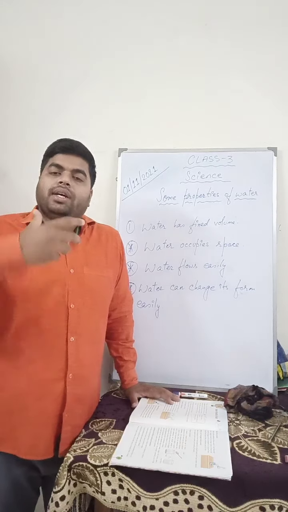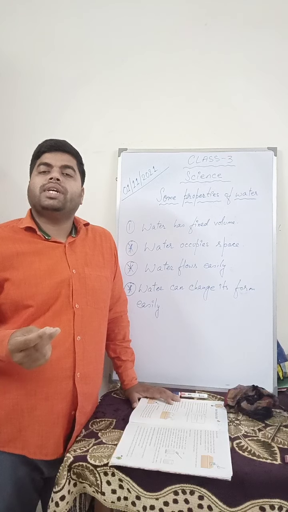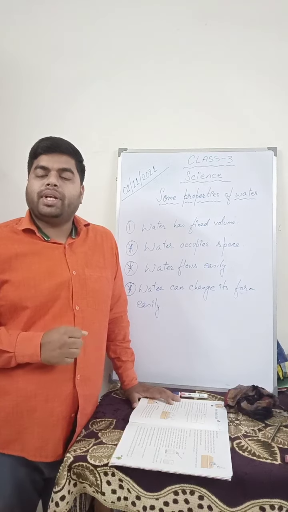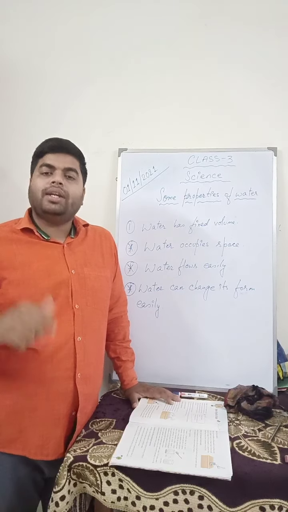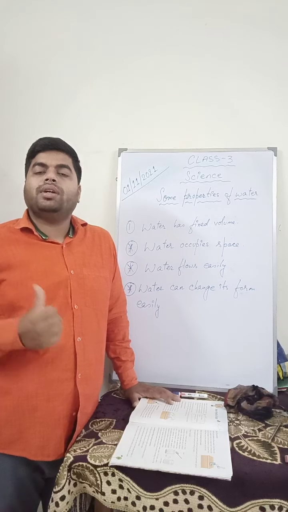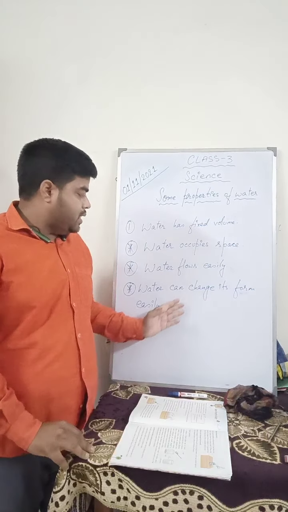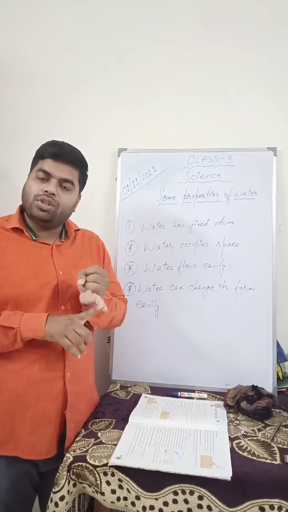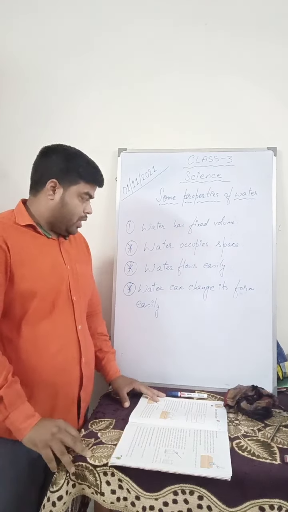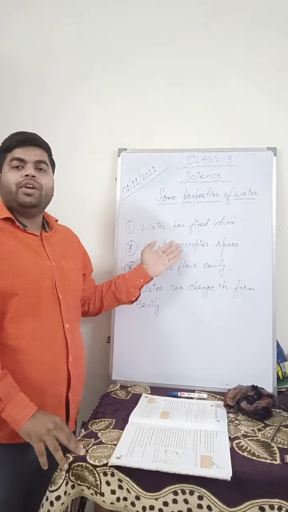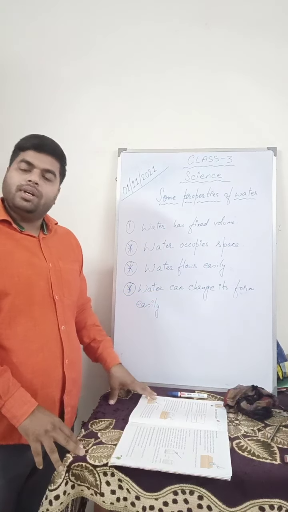That means if you decrease the temperature, water will change into ice. If you increase the temperature, that same ice will again change into water. If you further increase the temperature, if you start boiling the water, that water will change into water vapor. So water has the ability to change into different forms. It can change into solid, liquid, and gaseous form. So these are the properties of water. It has fixed volume, it occupies space, it can flow easily, and it can change its form easily.